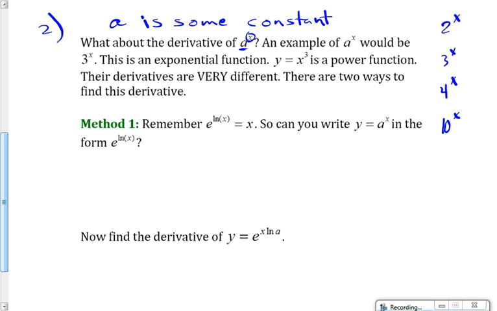So, back in the day, well, not that long ago, pre-calc days, we know that e to the natural log of x equals x, right? Convince yourself of that. Why is that true? Why is e to the natural log of x equal to x? Tell your neighbor. Okay, whose neighbor came up with a really good idea? What is it?